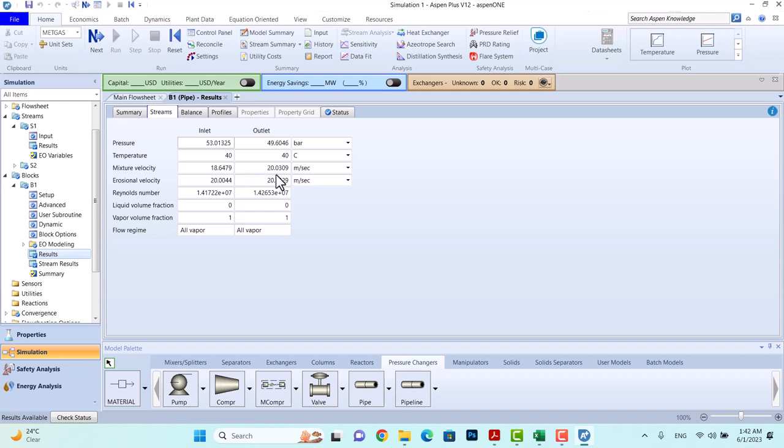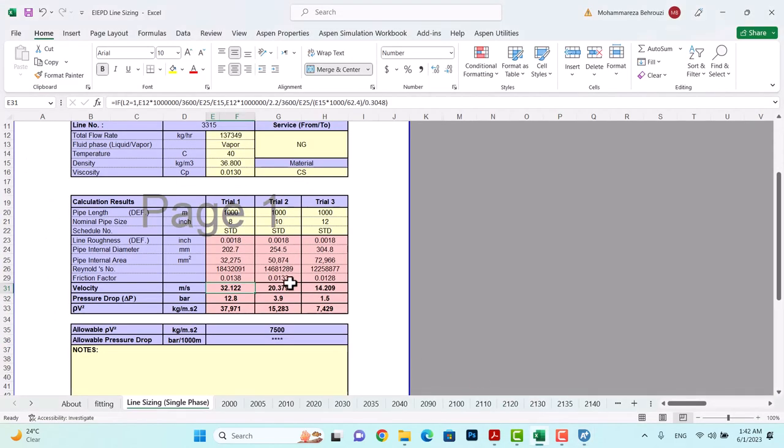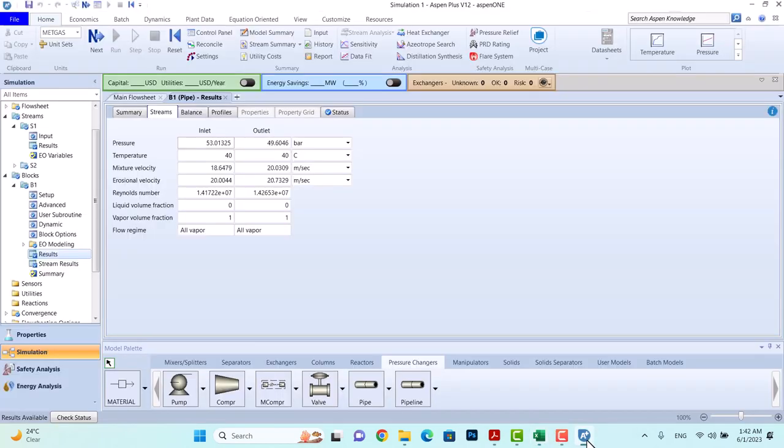As I stated here, the criteria is not velocity, it is the velocity head. Now let's compare the velocity calculated by this software here for 10 inch. It is approximately 20.37, and how about the Aspen Plus? Yeah, the outlet velocity is 20 and the inlet velocity is about 18.60.